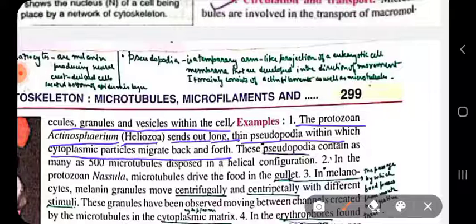Then the next example: in the protozoan Nassula, microtubules drive the food in the gullet. So Nassula has microtubules which help in passage of the food from the mouth to the digestive tract. So the microtubules help in passage of food in the protozoan called Nassula. These are some examples related to microtubules.